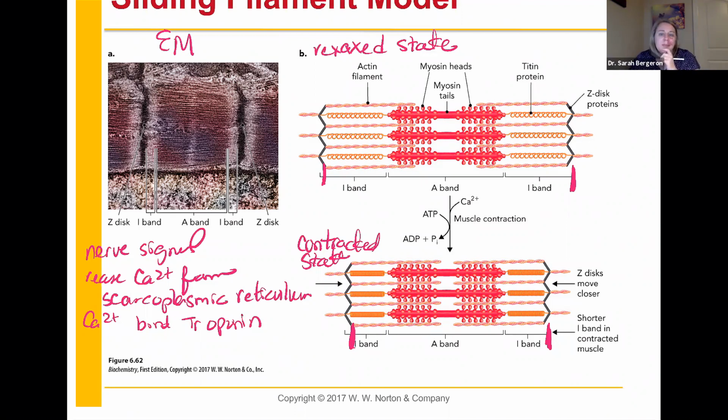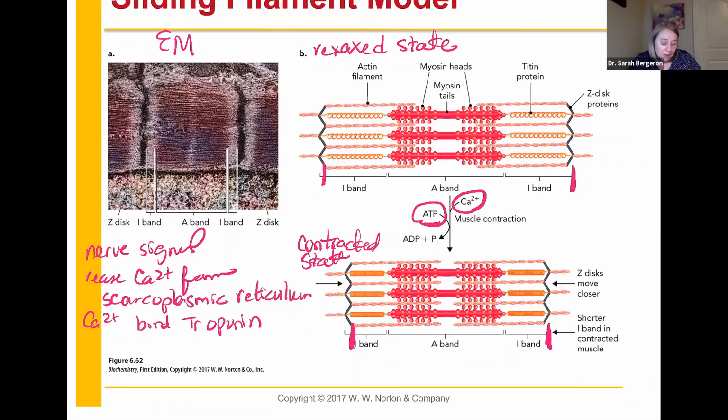So this is going to take a couple of different things, right? It's going to take an influx of calcium, and it's also going to take some ATP to make it happen. And we haven't quite talked about that ATP need, but here it is. You have to have ATP and you have to have calcium in order to have muscle contraction.